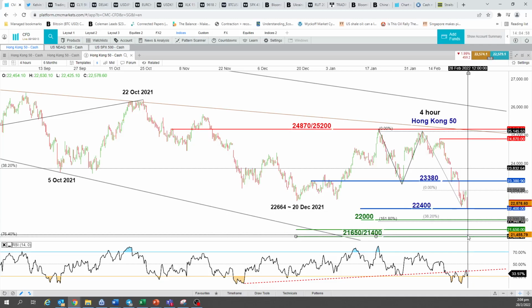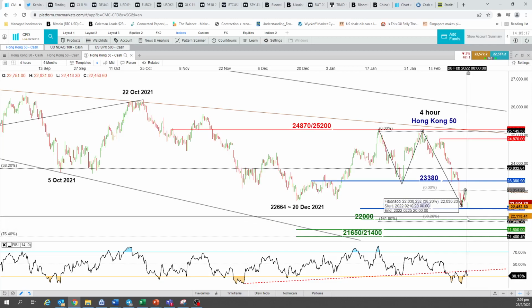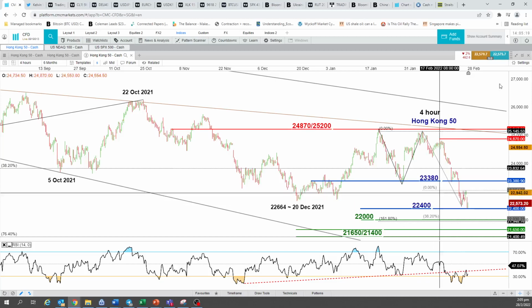Why? Because 23,000 is a key long-term pivotal support. So unless 23,000 is decisively broken down on a weekly basis, we could not validate a further multi-month down move or a more pronounced decline on the Hong Kong 50 index. Okay, so for now, I prefer to have a neutral stance.